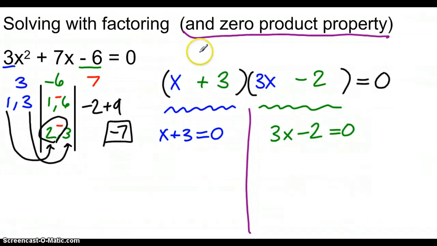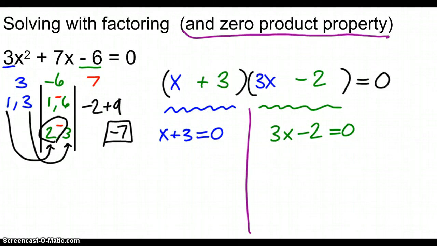Because if I find out what x makes this 0, 0 times anything gives me a 0. Same thing for the other piece. If this is a 0, I multiply it, I will get to my 0. That's what the zero product property is. That's why we factor it, so that we can figure this out. That's why it needs to be equal to 0.